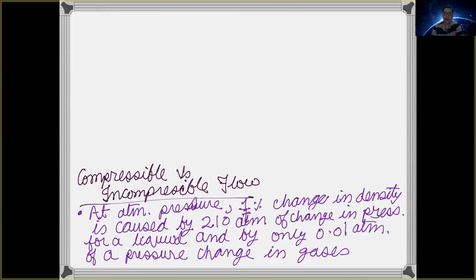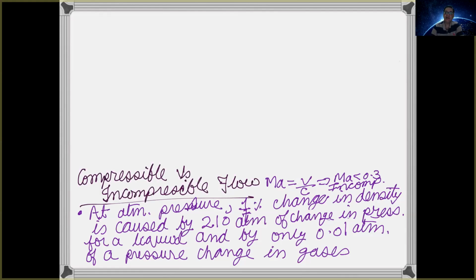So there is a parameter which basically demarcates the low speed gas flows, which we consider as incompressible, versus high speed gas flow, which we consider as compressible. The parameter is called the Mach number. It is defined as the ratio of the velocity in the flow region divided by the velocity of sound in the fluid.